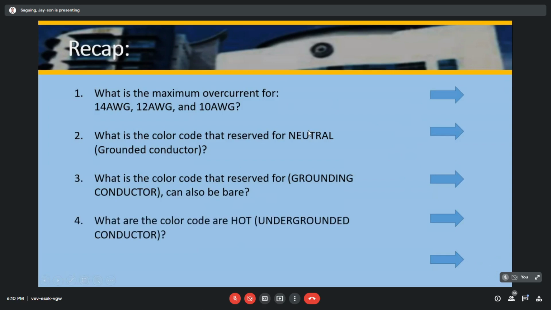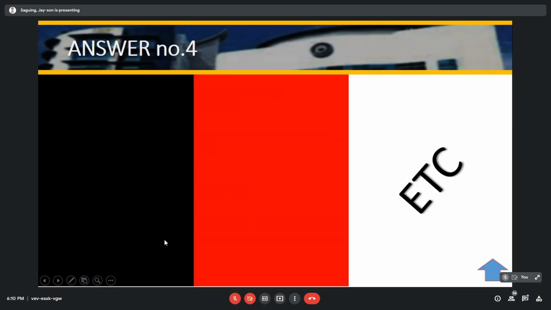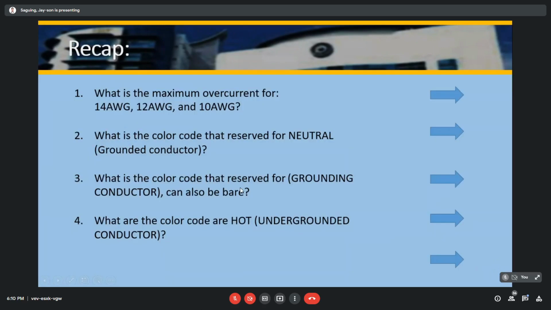Number 4, what are the color codes for hot or ungrounded conductors? Anyone, guys? Okay, Junior. Check. So correct. Black, red, and others.